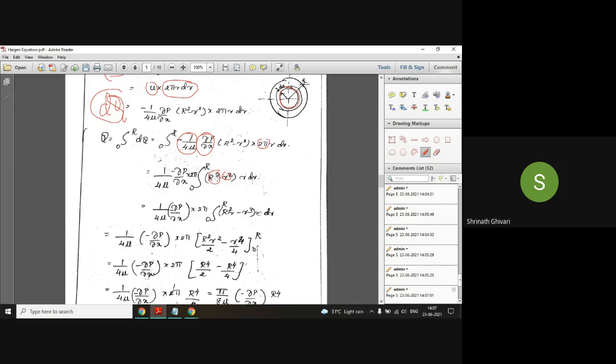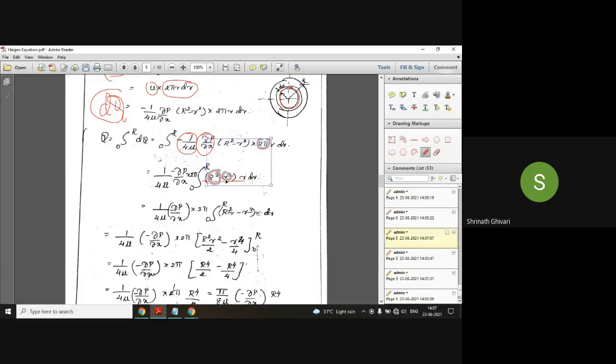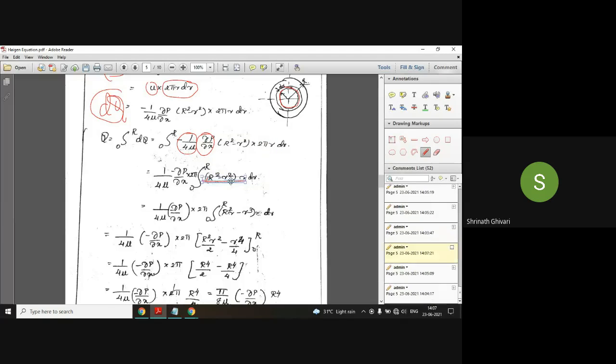So I'll integrate it. I have multiplied r inside: R square into r, minus r square into r, which is r cube. You can see here, I have multiplied r inside, so R square into r, then I multiplied with r square, that is r cube, into dr.